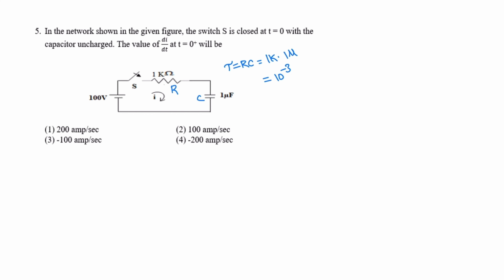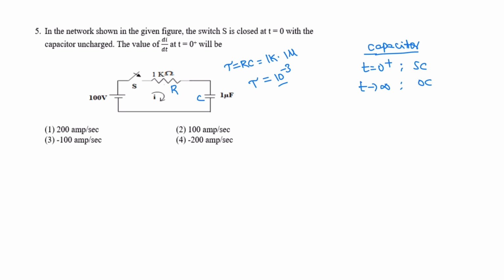Now the equivalent circuit. Generally the equivalent circuit for capacitor C, which is initially uncharged, at t equal to 0 plus is short circuited. At t tends to infinity, that is at steady state, the capacitor acts as an open circuit. So this is the initial state and the final state. It is short circuit at t equal to 0 plus, and at t tends to infinity the capacitor acts as an open circuit. So the time constant of the circuit is tau equal to 1 millisecond.